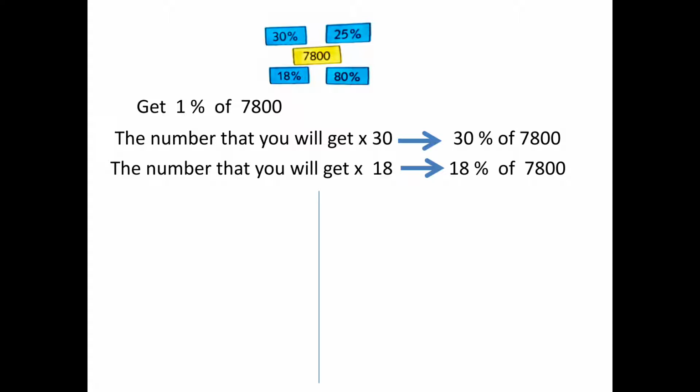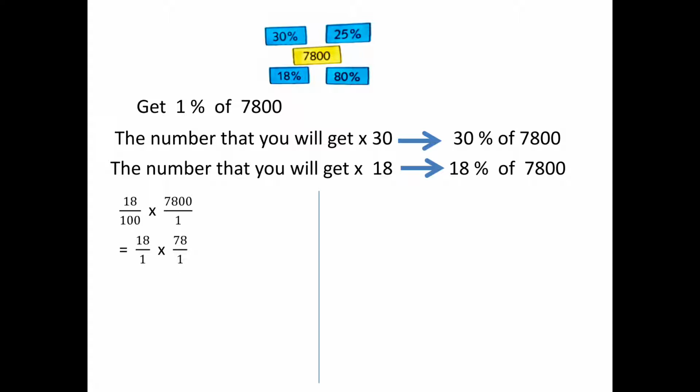If I want to get 18% of this number, the old way, write each number as a fraction. So I have 18 over 100 times the number that I have over 1. Simplify, take the two zeros up with the two zeros down. So your numbers will be 18 over 1 times 78 over 1.